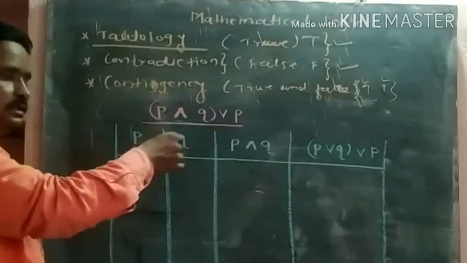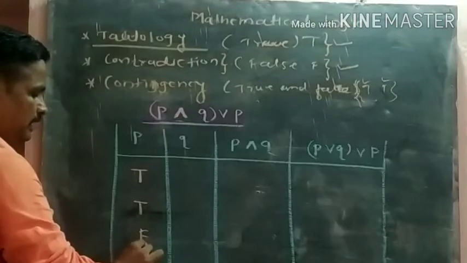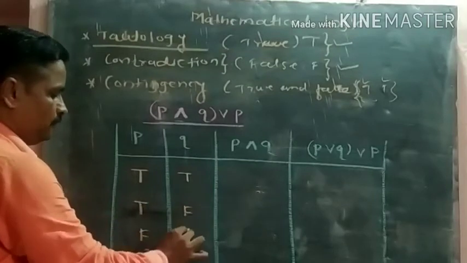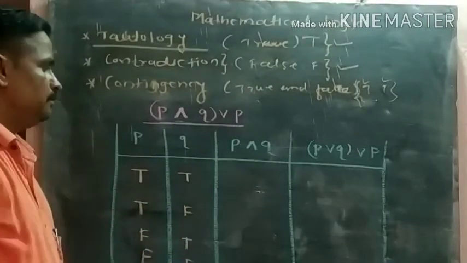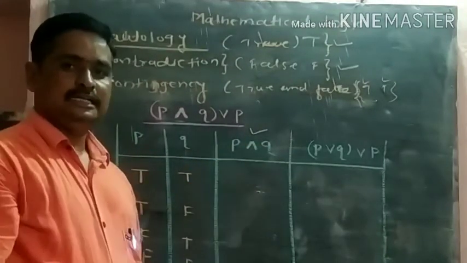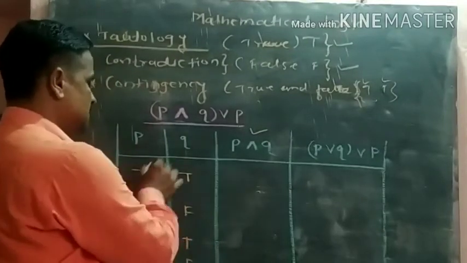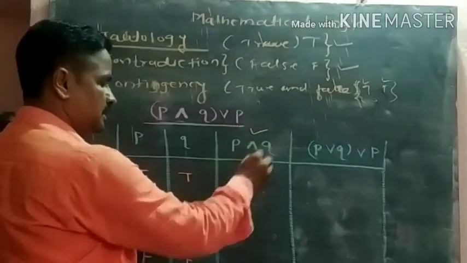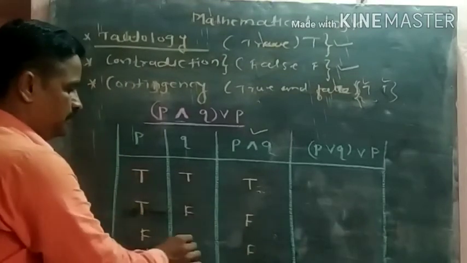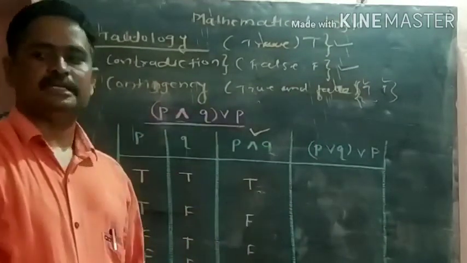So construct a truth table like this. Consider P as T, T, F, F. Again Q has values T, F, T, F. Then it is the standard table for conjunction. That means P conjunction Q contains only one T, when both are T. That means P is T, Q is T, then it is T. Otherwise it is F: T, F, F, F. So it is a conjunction, P conjunction with Q.